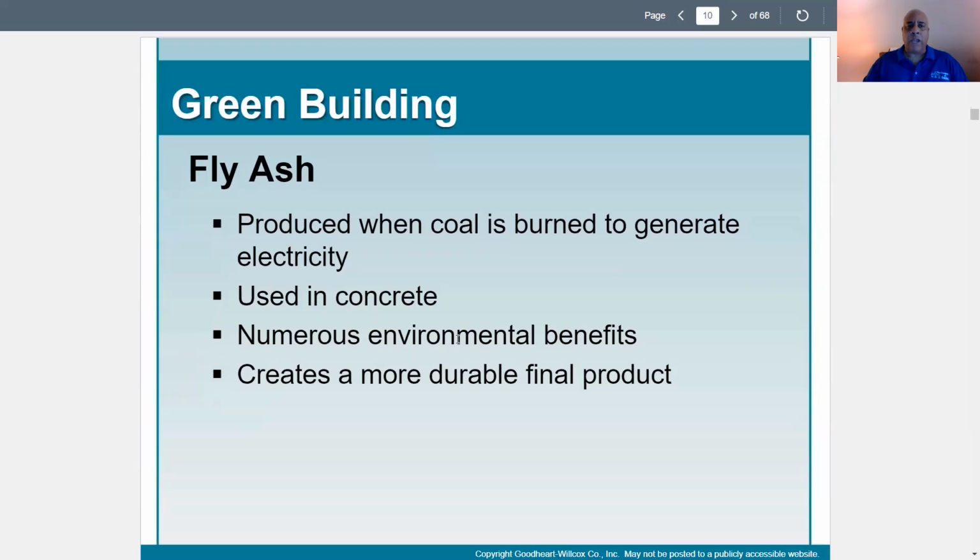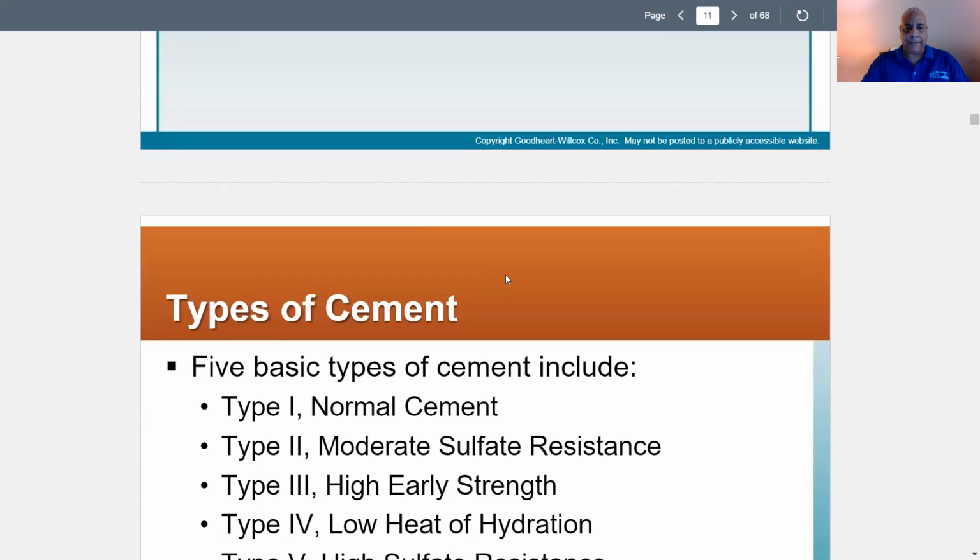Now, when it comes to green building, you hear the term fly ash. Fly ash is basically produced when coal is burned to generate electricity. Fly ash is used in concrete. It's good for numerous environmental benefits, and it creates a more durable final product.